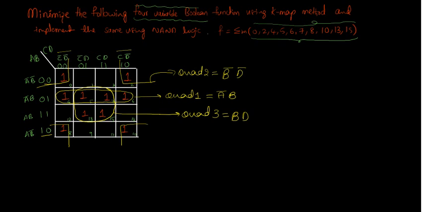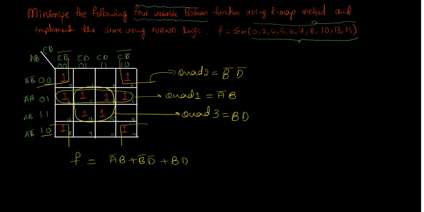Whenever you are writing a prime implicant from the group, just look at the rows and columns shared by that particular group. Whatever variable is changing, you need not write, you can eliminate that variable, and whatever variable is fixed, you need to write, in whatever form it is maintaining, normal form or complement form. So the final minimized expression is f equal to A bar B plus B bar D bar plus BD, right? So this is the expression.